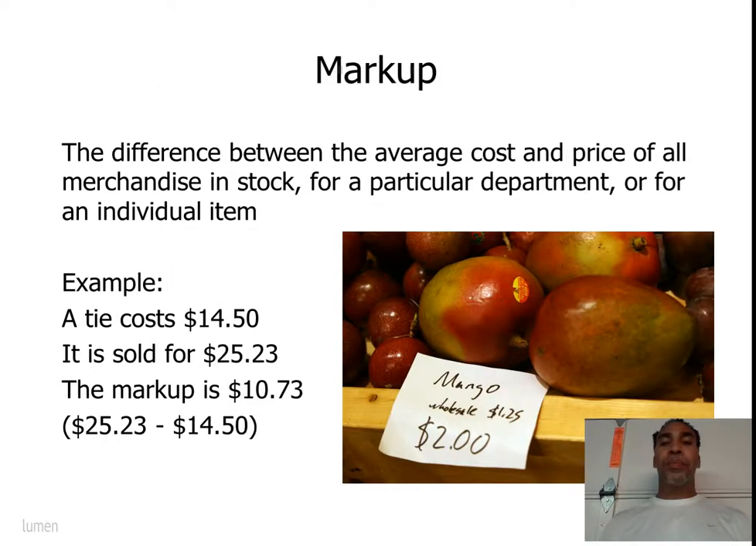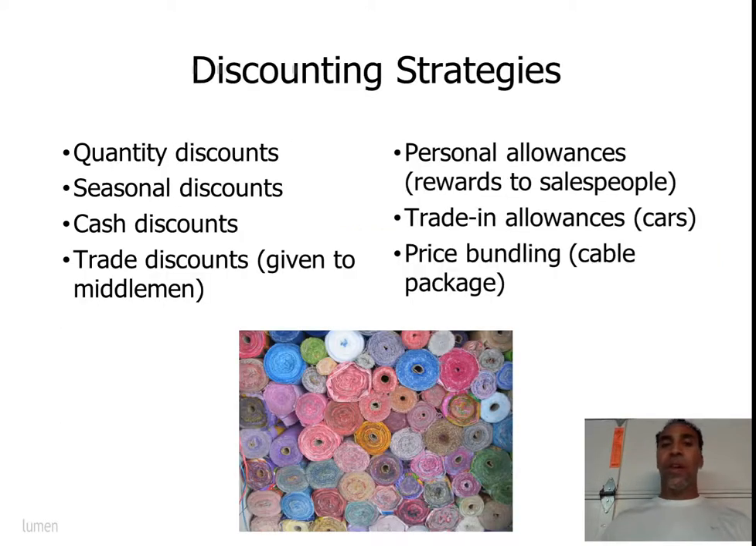Markup, we should all know this. You get a product, it costs this much, or you make a product, it costs this much, and you add how much you need in order to operate as a business and make revenue and profit. It's the difference between the average cost and the price of all merchandise in stock for a particular department or for an individual item. So you can go by department-wide or just that individual item. So a tie costs $14.50. It's sold for $25.23. The markup is $10.73. It's the difference between what it sold for and what it actually costs.